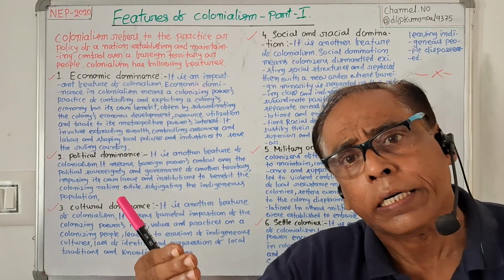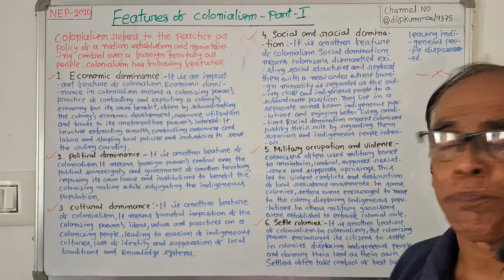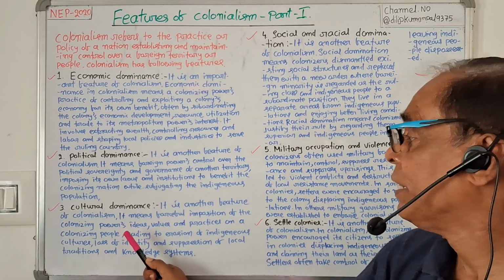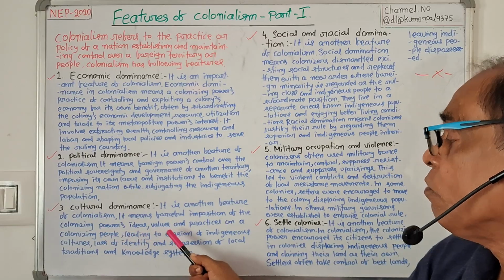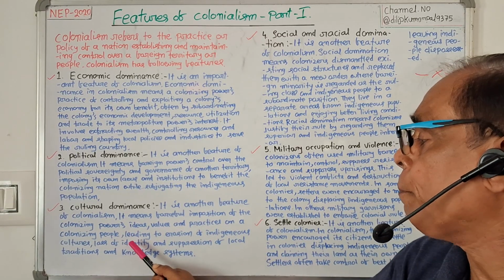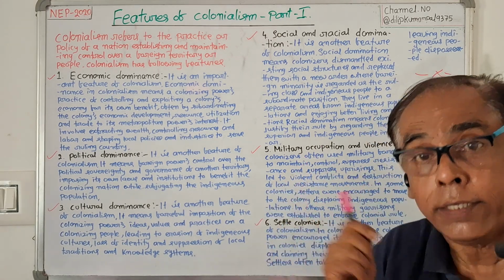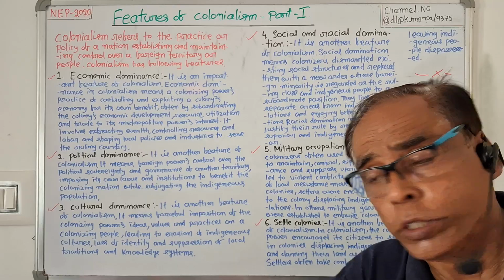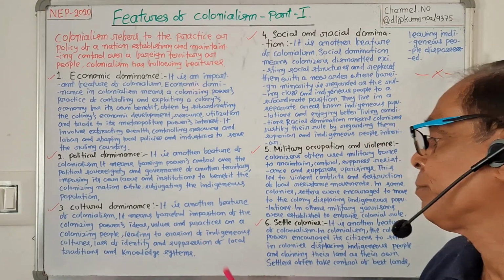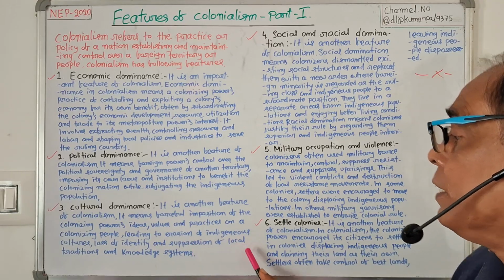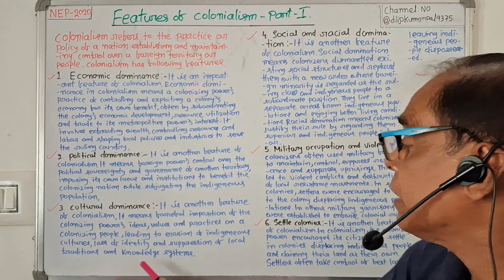It secures its own interest from the colony. So, third feature of colonialism is cultural domination. It means forceful imposition of the colonizing power's ideas, values and practices on a colonized people. Cultural domination means whenever a colonizing nation forcefully imposes its own ideas, values and practices on the colony, leading to the erosion of indigenous culture, loss of identity and suppression of local traditions and knowledge systems.